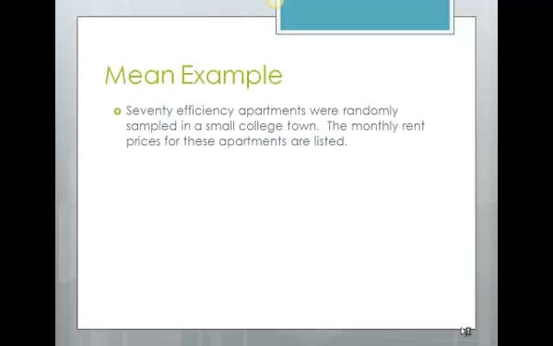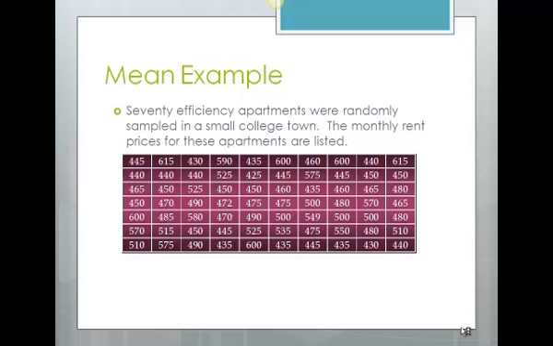So here's an example. Efficiency apartments are randomly sampled in a small college town. The monthly rent prices for these apartments are listed below. So we have a series of 70 monthly rent prices listed. We want to know what is the mean or average rent price. So we take all of the prices, all 70 of them, add them up, and divide by 70. So the average monthly rent on an efficiency apartment in this town is $490.80.